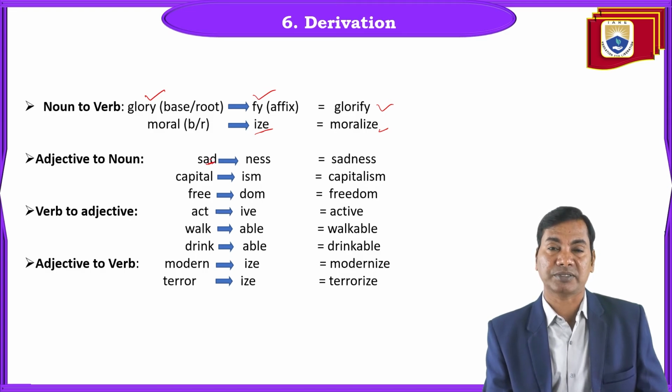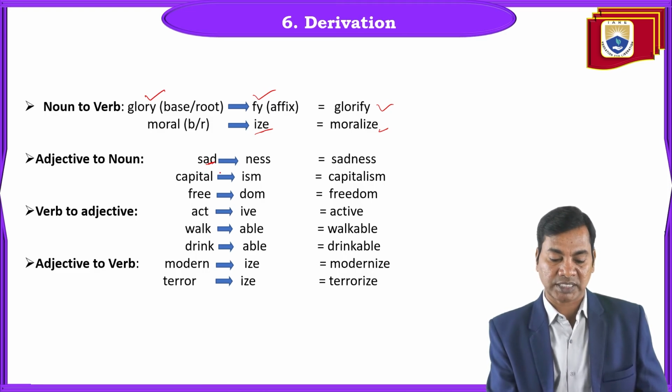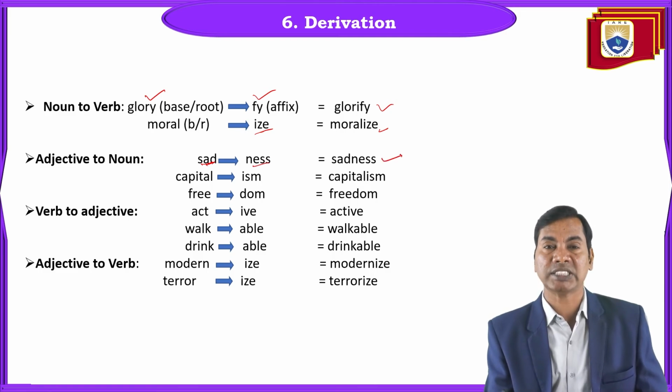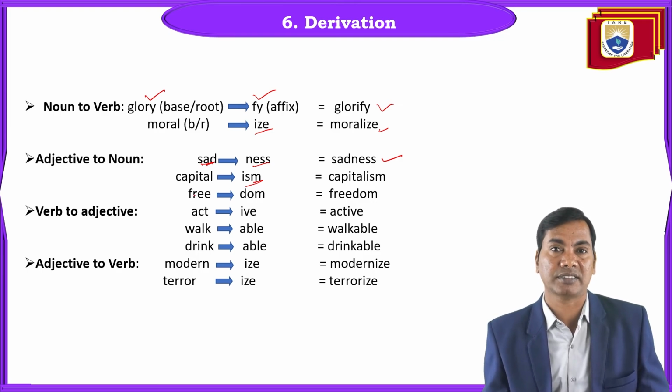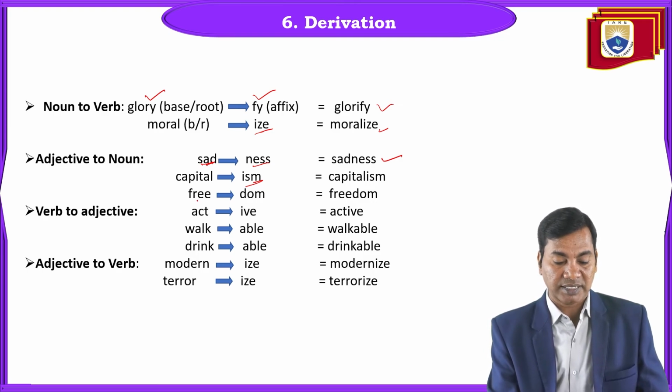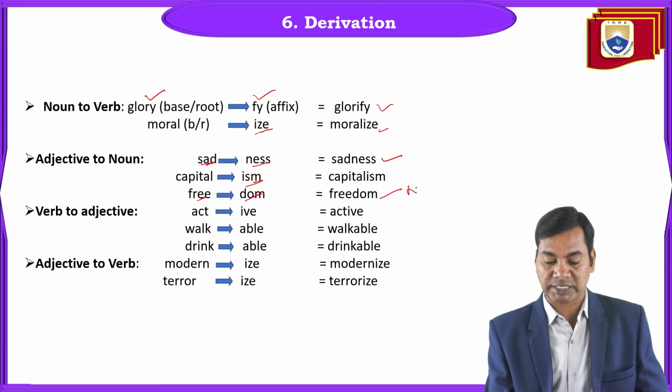Now, how to derive nouns from adjectives? Sad is an adjective. Sad boy, sad picture, sad situation. In all these examples, sad is an adjective. So how to derive nouns from adjectives? Here sad, by affixing ness to that, becomes sadness, which is a noun. Capital, and by affixing ism to that, it becomes capitalism. Capital is an adjective. Capital city, right? Free is an adjective, and if you affix dom to that, it becomes freedom, which is a noun.